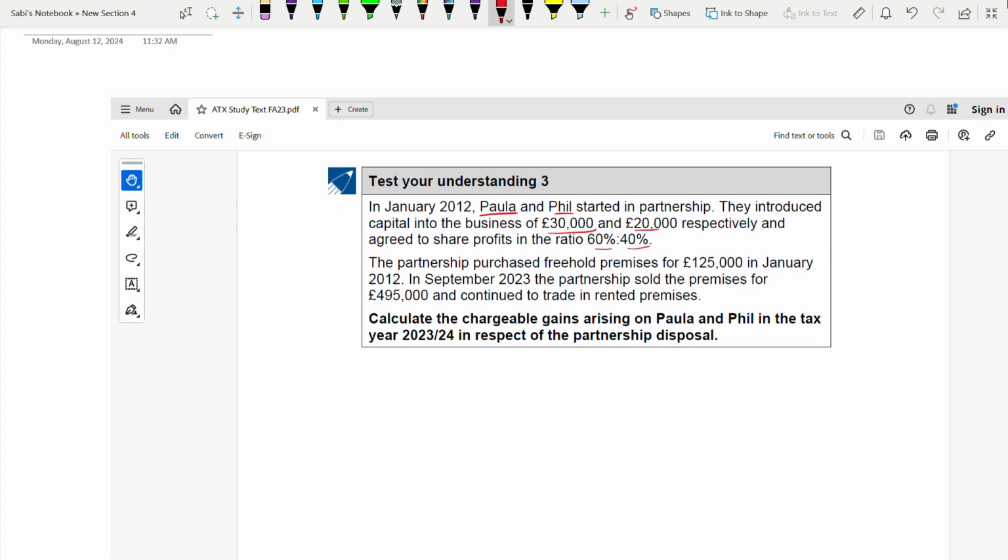They have purchased a freehold premises of 125, and in September they sold the premises for 495. Now you need to calculate the chargeable gain for both. Okay, so we'll divide the sale proceed. We'll see by both the methods. We'll divide the sale proceed first between the two partners in the 60-40 ratio.